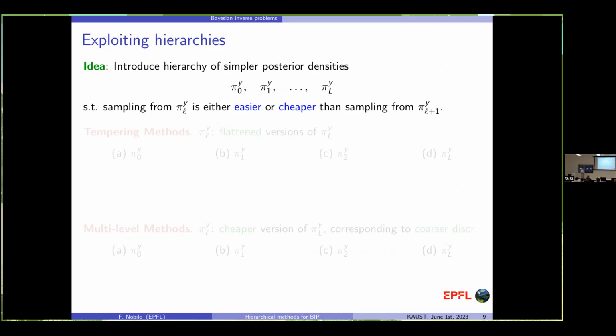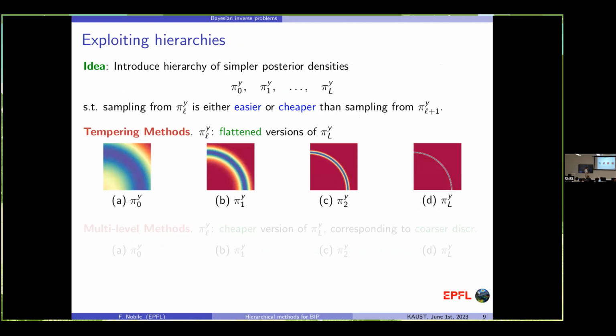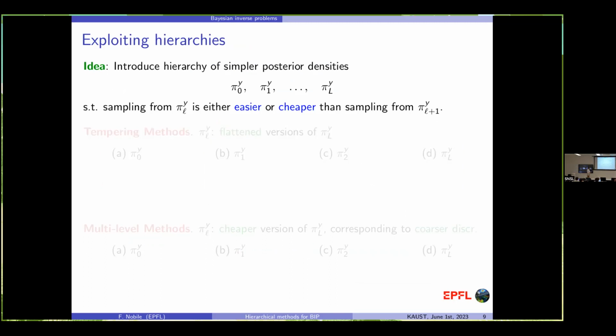Okay. So as I said, I present two works, one in the direction of tempering and the other in the direction of multi-levels. In both cases, the idea is to construct a sequence of posteriors. The final one, pi capital L, is the one we want to use, the good one, still approximate, but we believe that approximation is good enough.